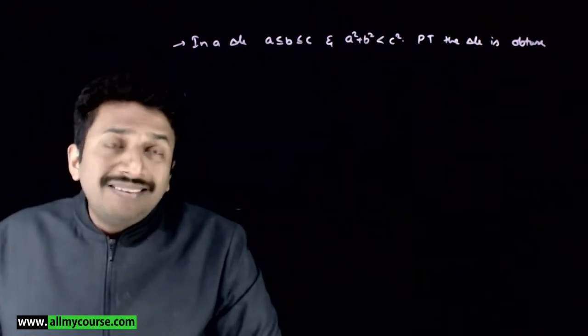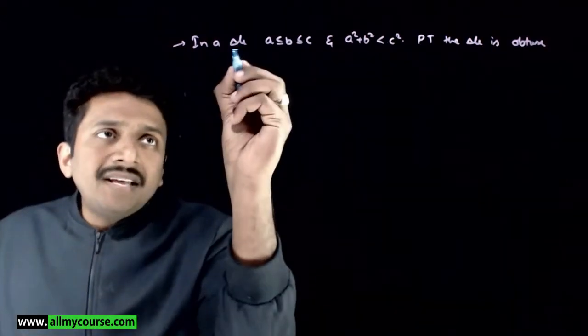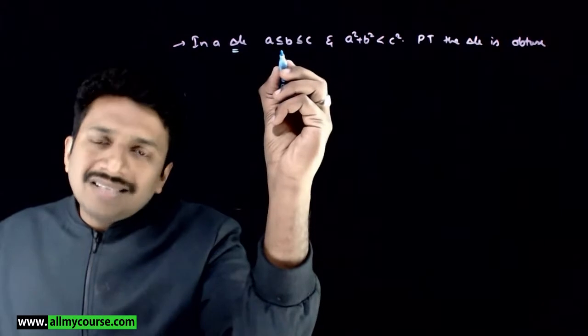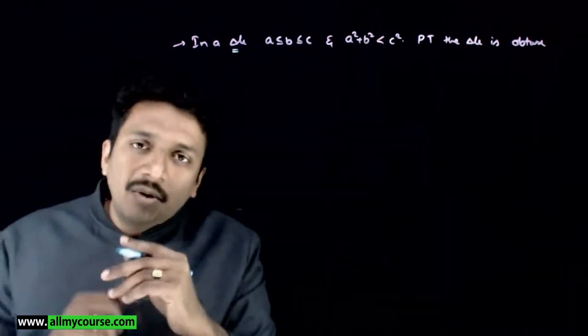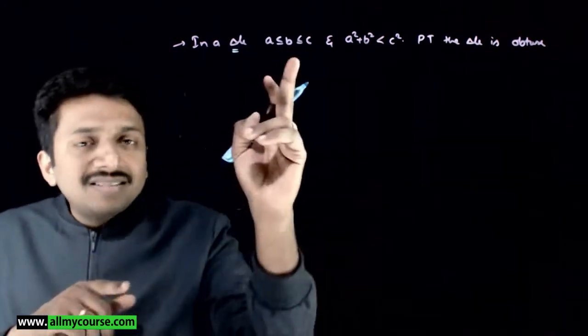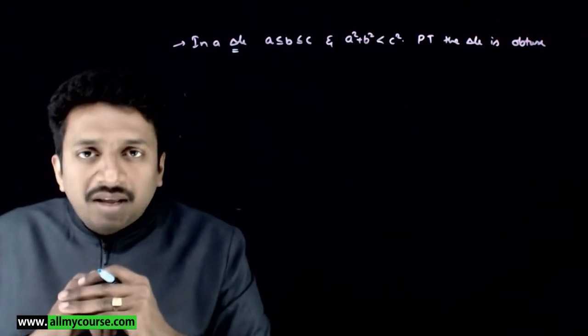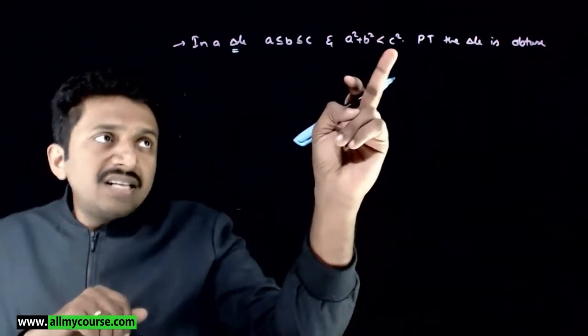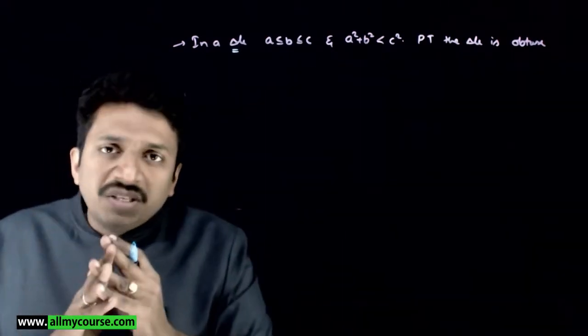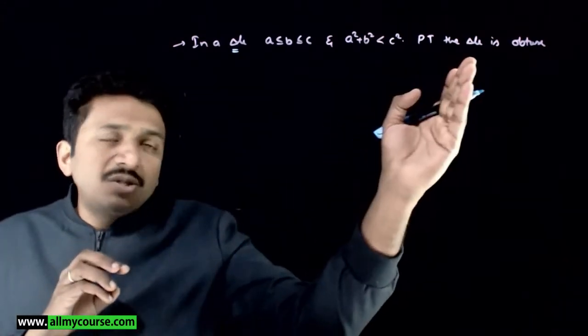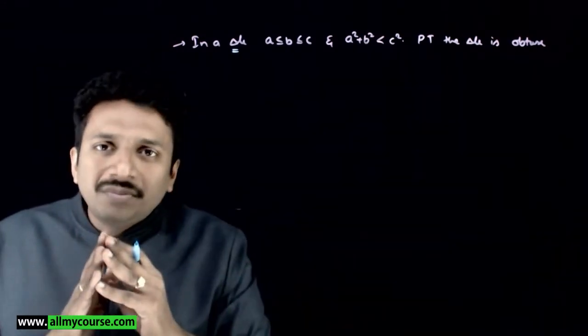So welcome students. In this question, you're given that in a triangle, the side A is less than or equal to side B is less than or equal to side C. That is, C is the largest side of the triangle. And C square is greater than A square plus B square. In that case, you're asked to prove that the triangle is obtuse.